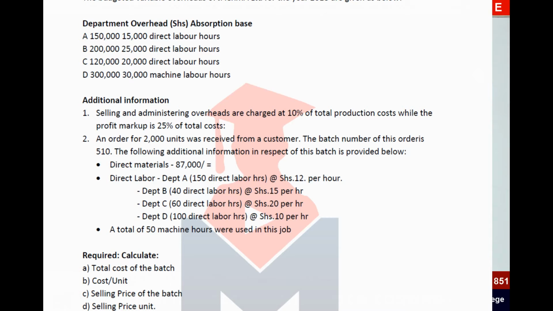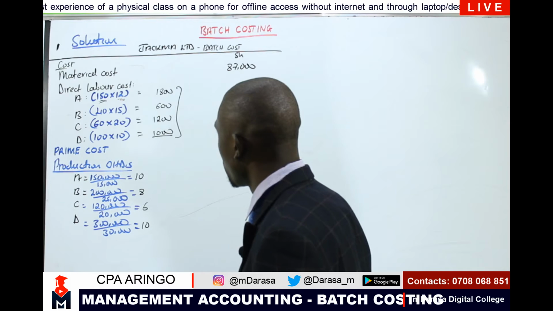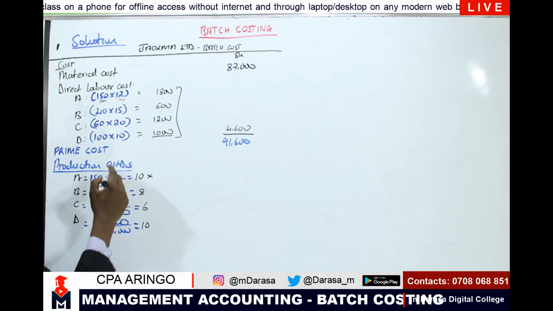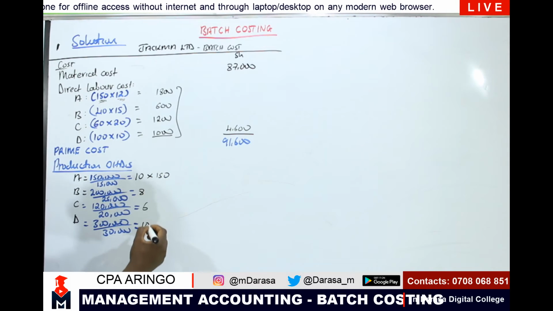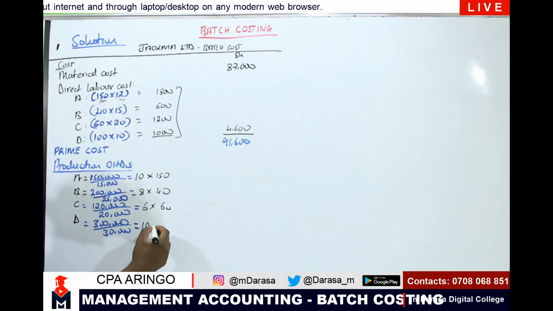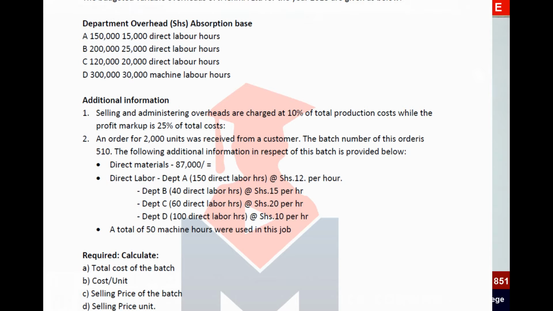Talk of B. Again, what will we be having? For B, the same case, we determine our overhead absorption rate. So in this case, I'm having 200,000 divided by 25,000. Talk of C, I should be having 120,000 divided by 20,000. And talk of D, I should be having 300,000 divided by 30,000. So we have our overhead absorption rate under each department.